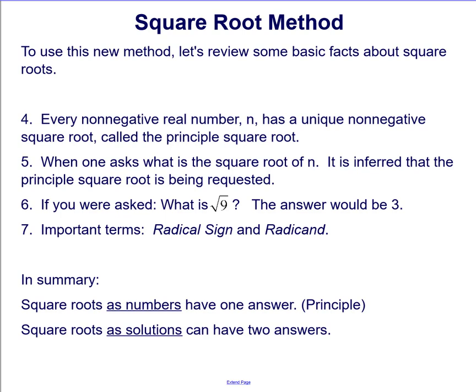So in summary, if you think of square roots as numbers, in the case of the principal square root, that would have one answer. So if we're looking at a number, what's the square root of 9? You would say 3. However, if you're looking at square roots as a solution to an equation, or the context would indicate that this is going to be a solution to a problem, then you would have two answers, the positive case and the negative case.